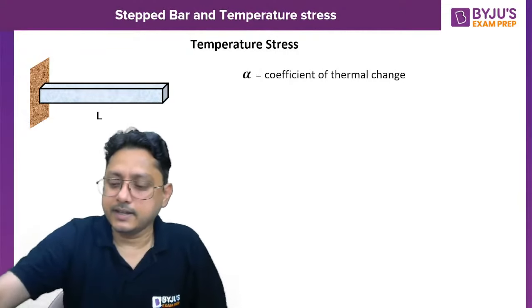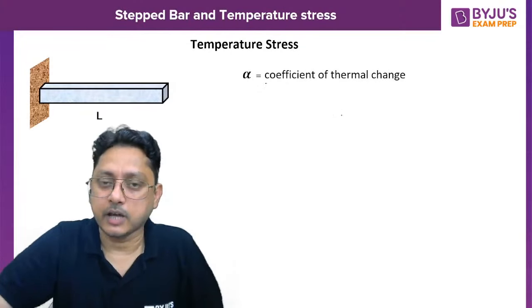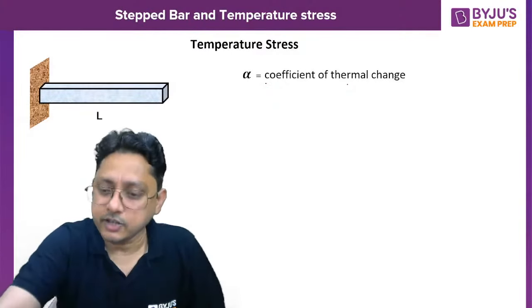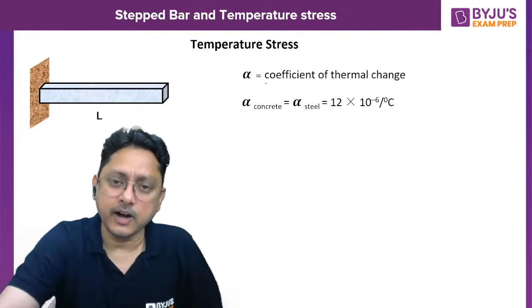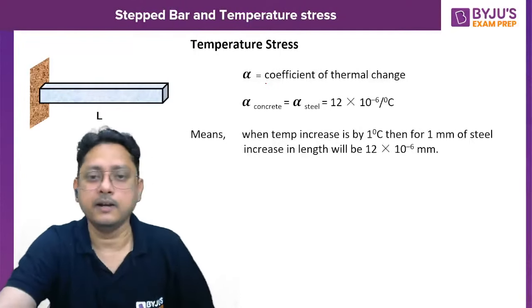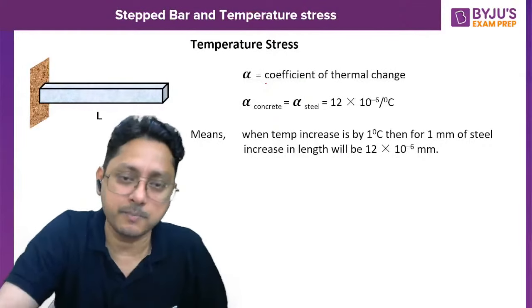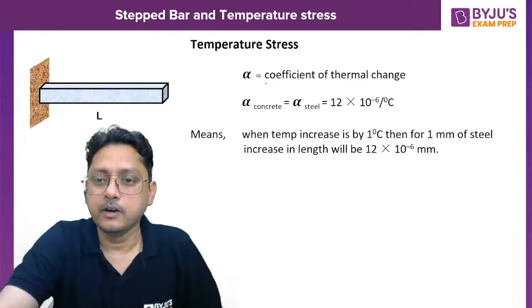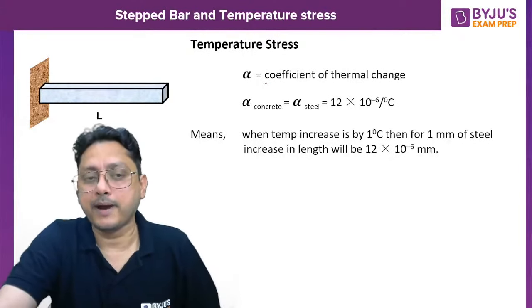And alpha is the property of the material which we define as the coefficient of thermal expansion. What is the definition of alpha first of all? For the alpha of concrete and steel, you know that it is the same, but what is the definition of alpha? It is nothing but the temperature rise. If you increase the temperature by 1 degree centigrade, for 1 mm of steel, the change in length will be 12 into 10 to the minus 6 mm.